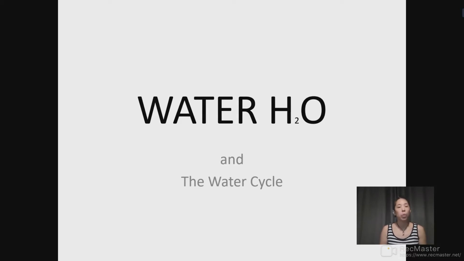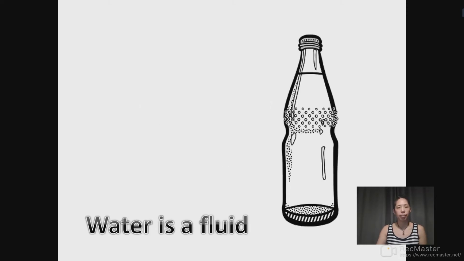Water, which is also known as H2O, and the water cycle. Here I have a bottle. In this bottle, inside, there is water. You can see that moving about. Water is a fluid. Can you say that together? We're going to use our hands and we're going to go fluid because it moves about.